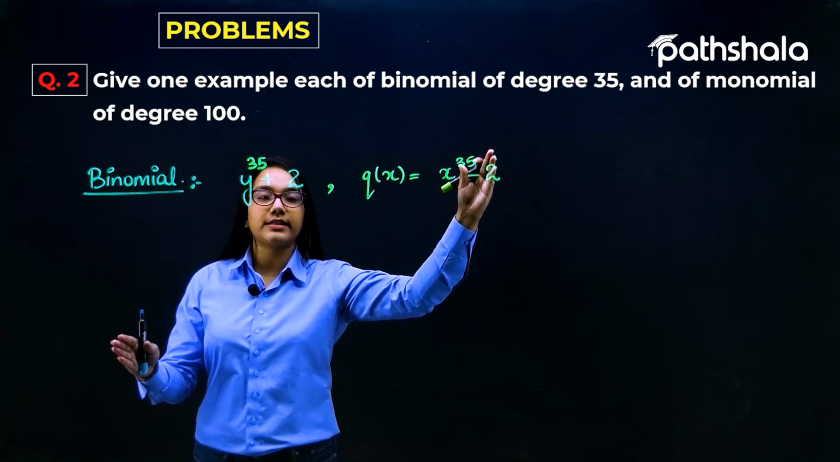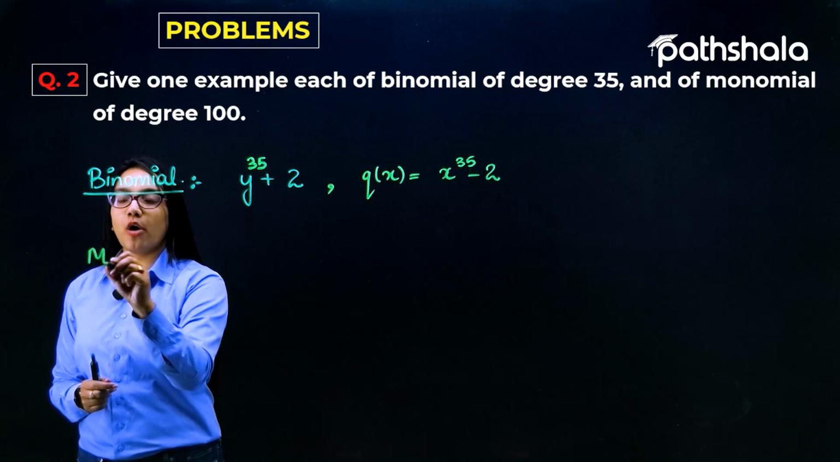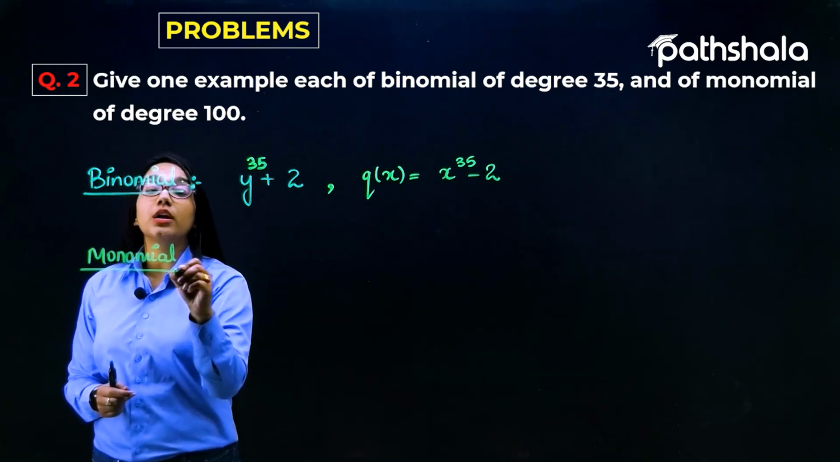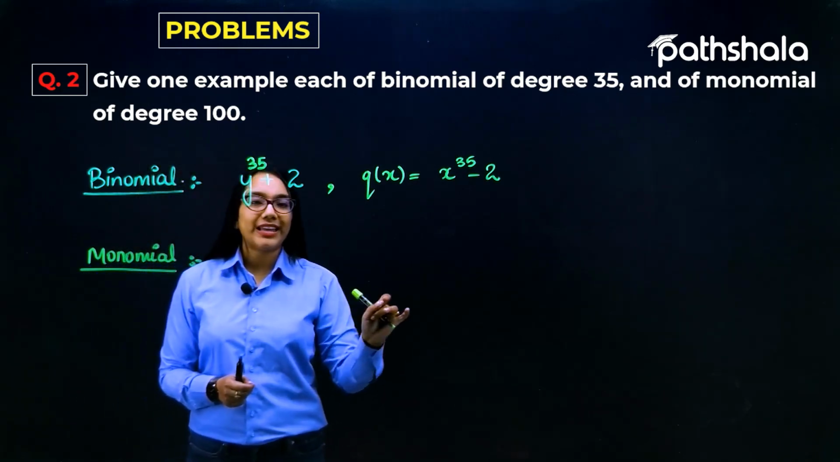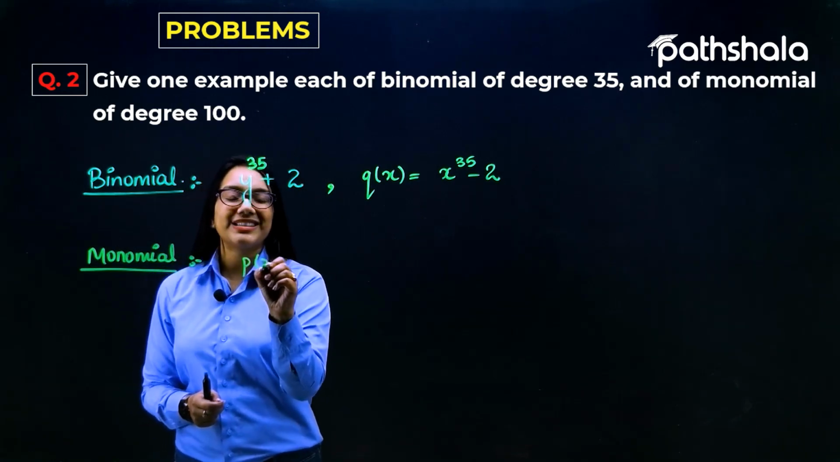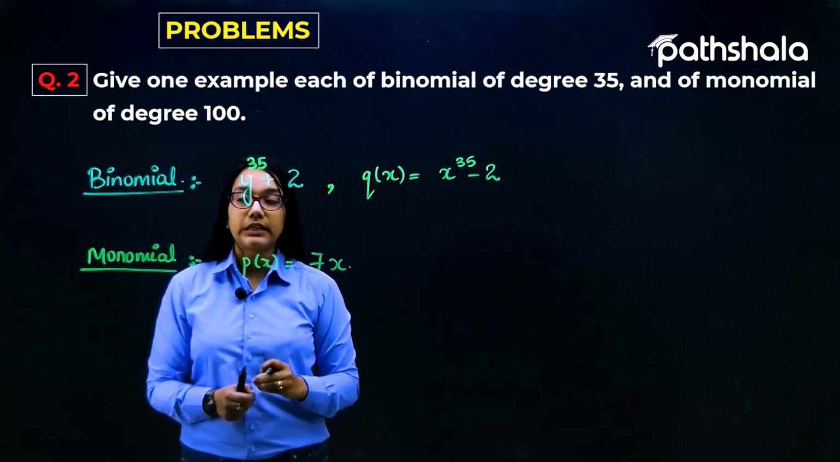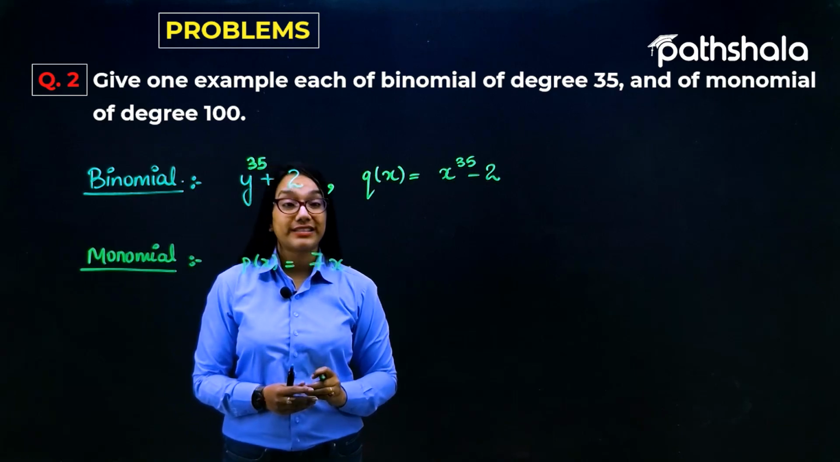Now we have to create an example of a monomial having the degree as 100. So what is the meaning of monomial? The meaning of monomial is a polynomial that do have only one term, जिसमें सिर्फ एक ही term हो उसे हम कहते हैं monomial. So let us suppose we are talking about p of x is equal to 7x. This is nothing but a monomial क्योंकि इसमें सिर्फ हमारे पास एक ही term है और वो है 7x.